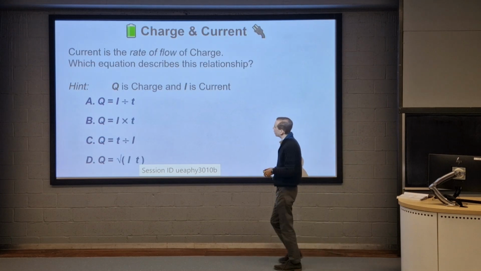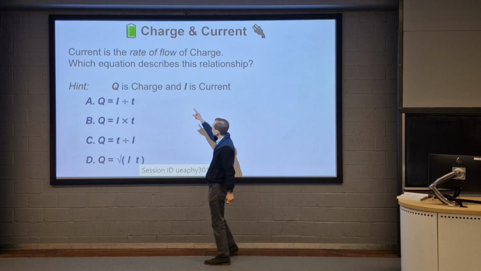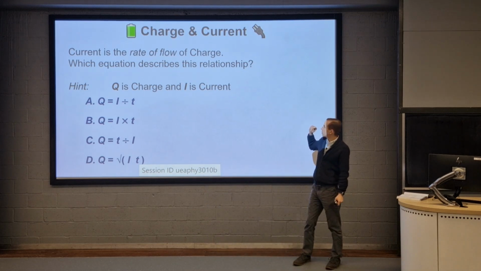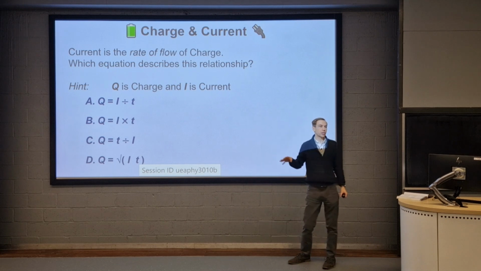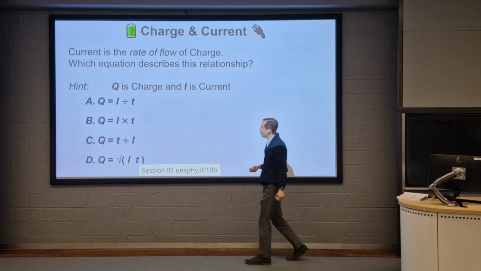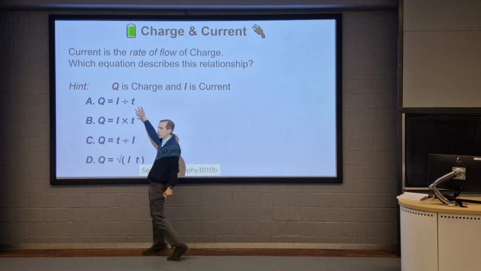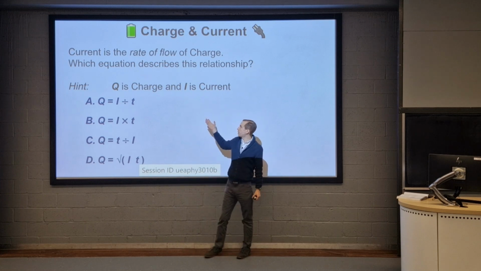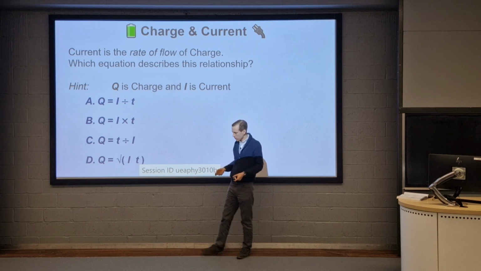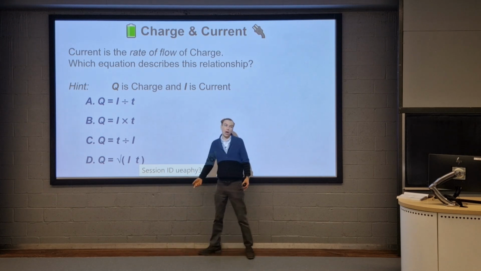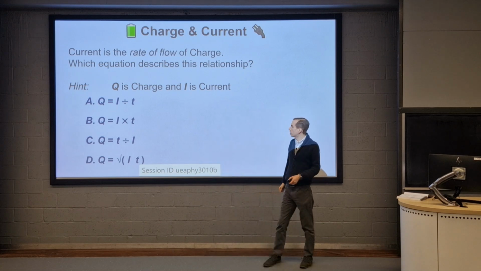Now, this is quite interesting. So current is defined as the rate of flow of charge, okay? So which of these equations describes this relationship mathematically? Now, the convention is that we use a Q for charge and we use an I for current. I guess obviously we can't use C for both of them. That would be even more confusing. So we use a Q for charge and an I for current. That's just what the convention is.